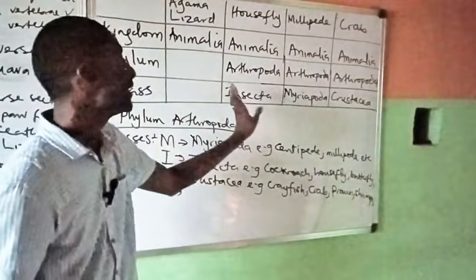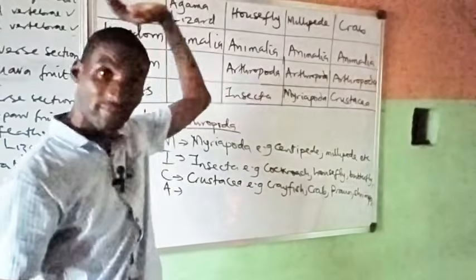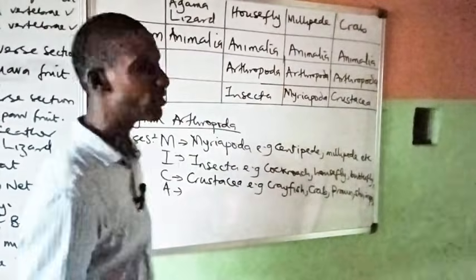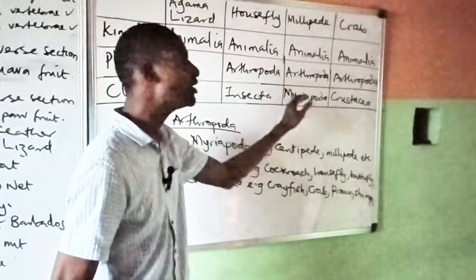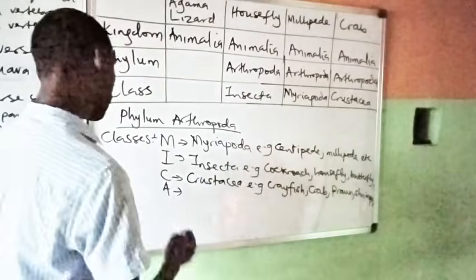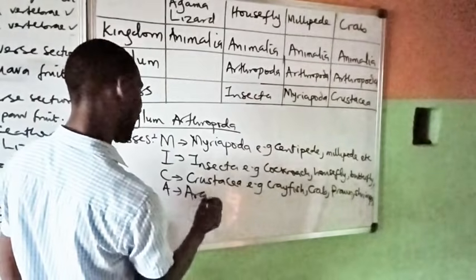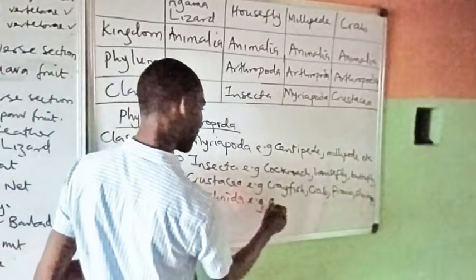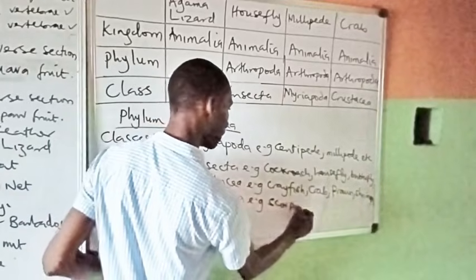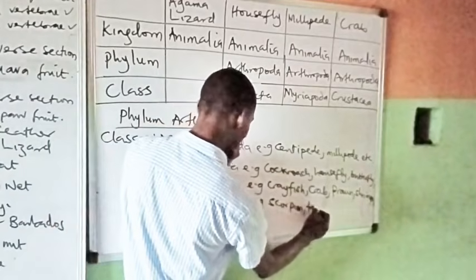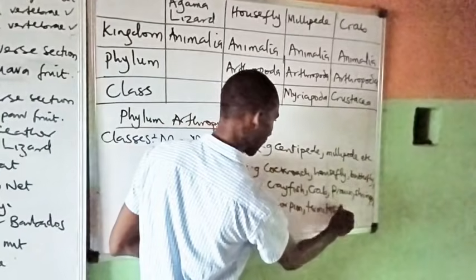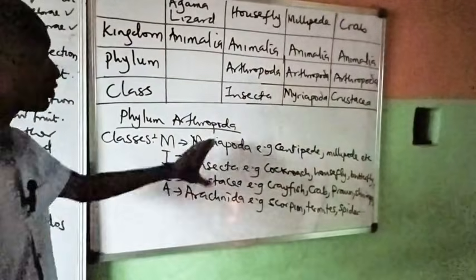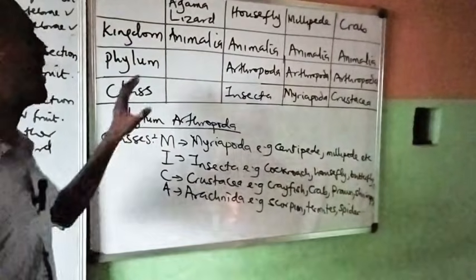So can you see, they are all arthropods, they are all animalia. These three are arthropoda, but they are not in the same class. So they can now ask you what are the observable differences between them. And the last one is arachnida. Examples of arachnida are the scorpions, the termites, and your spider. Those are examples of arachnida. So these are the 4 classes that make up the arthropoda.